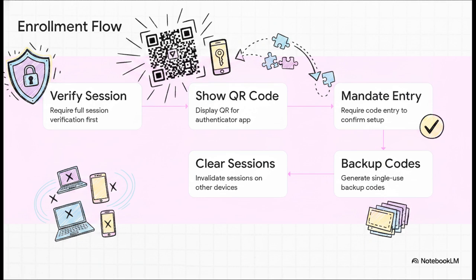You have to mandate that they enter a valid code from their app right then and there before you confirm the setup. Once they prove it's working, step 4 is generating those single-use backup codes. And finally, step 5, it's highly recommended to invalidate any existing sessions on their other devices, just in case their account was already partially compromised while they were setting this up.